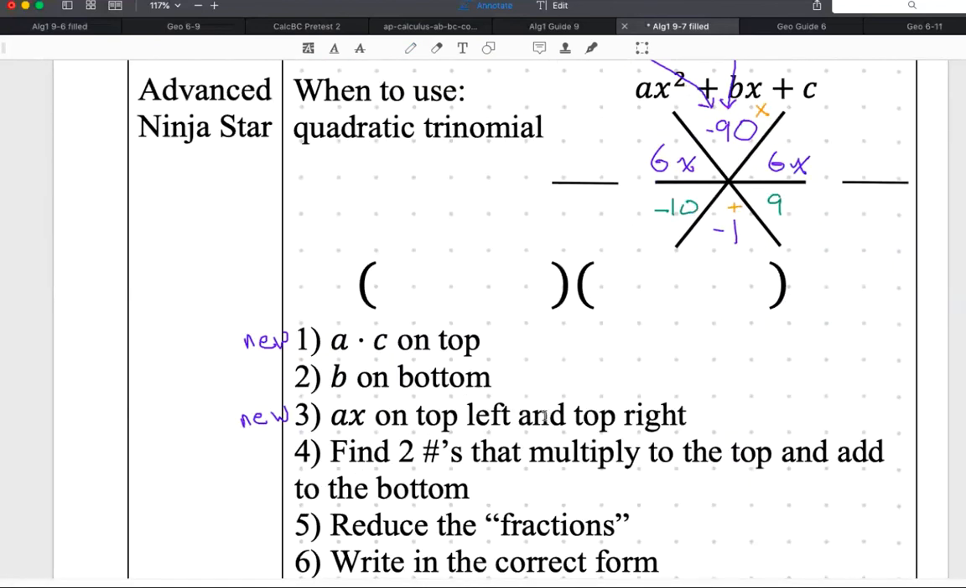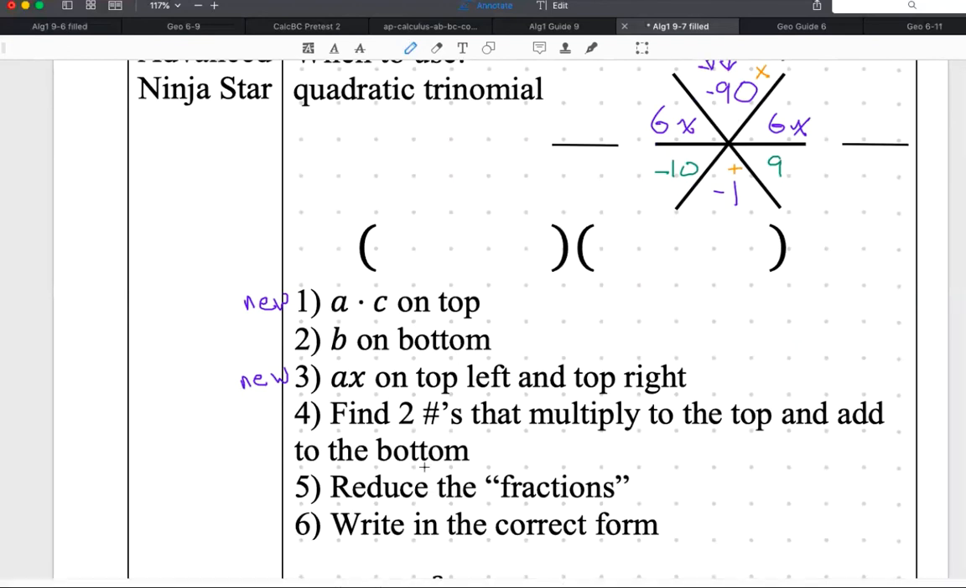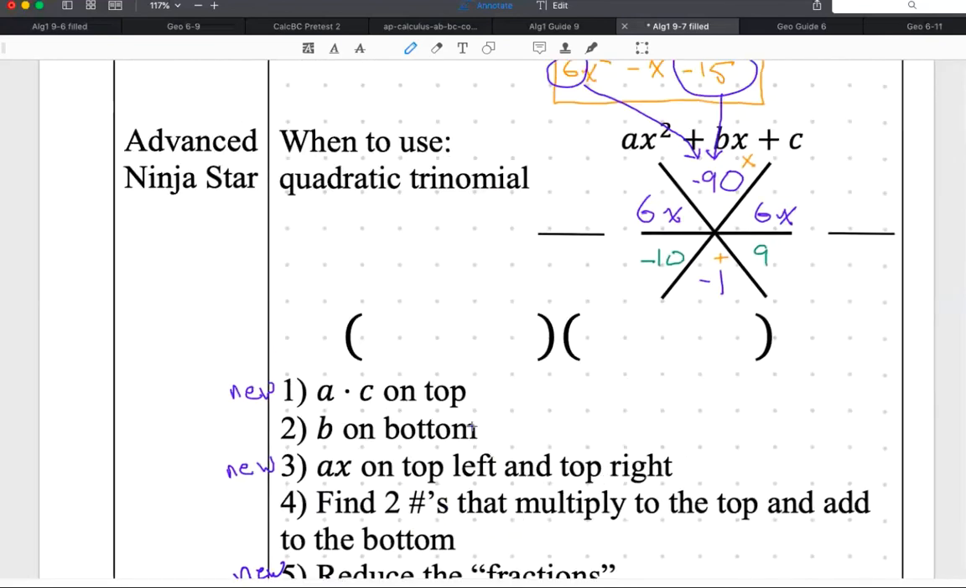If I follow the steps, I'm really on step 5, which again is a new step. I'm going to reduce fractions. So I want to think of this 6x over -10 as a fraction. I'm using air quotes because it's not really a fraction, but you need to think of it as a fraction. And I'm going to factor out the greatest common factor. I'm going to divide the top and bottom by the biggest number.